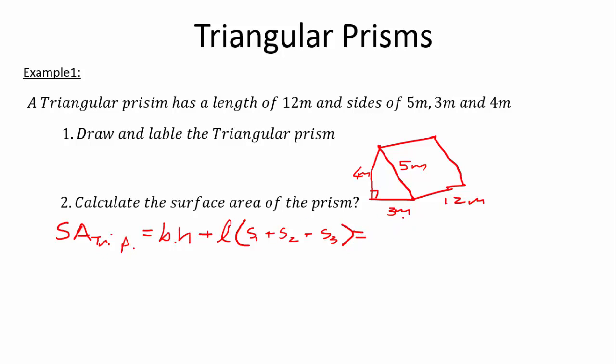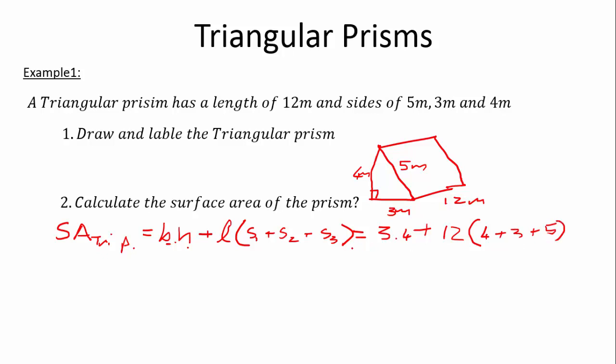The base is 3 meters times 4 meters. That's 3 multiplied by 4, plus the length, which is 12 meters, multiplied by S1 plus S2 plus S3. What are these S's? These are the sides of the triangle, even though we've already used them here. So the sides of the triangle are 4 plus 3 plus 5.